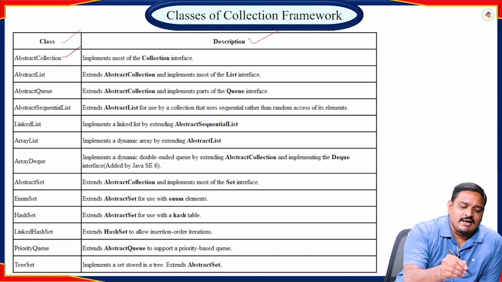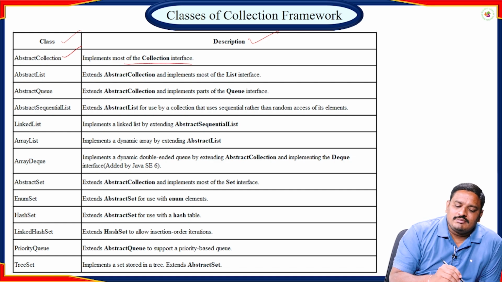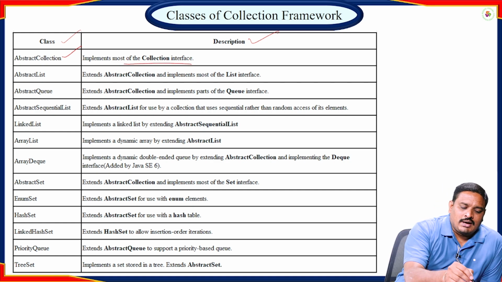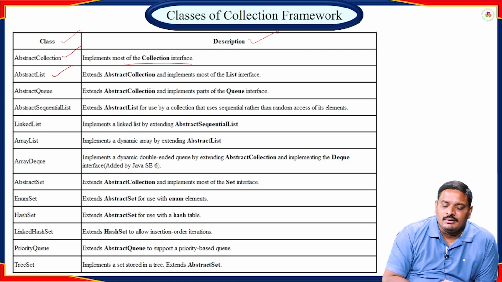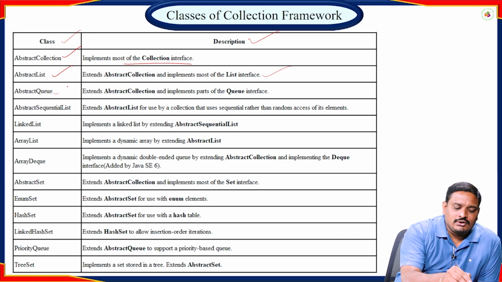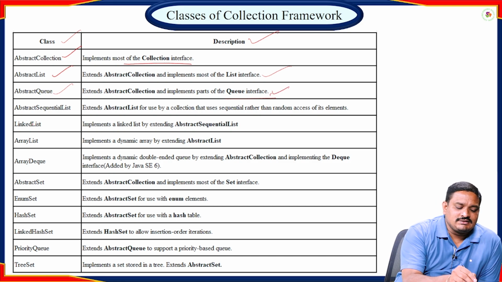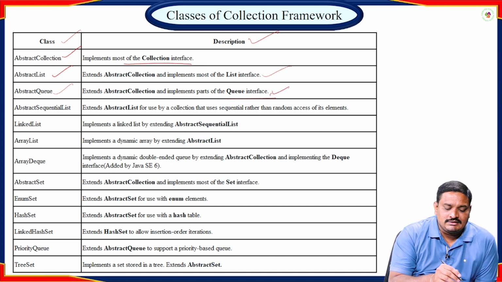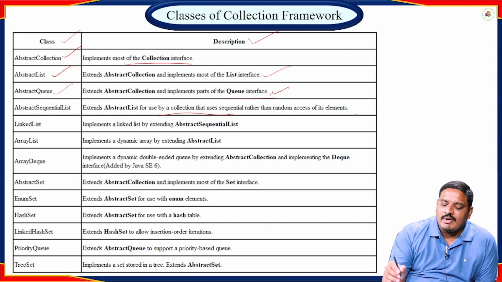First class is abstract class. What is the meaning of abstract class? It implements most of the collection interface. Abstract list means abstract collection and implements most of the list interface. Abstract queue class: the abstract collection and implements the queue interface. The next class is abstract sequential list. It extends the abstract list by using the collections, that is the random access of its elements.